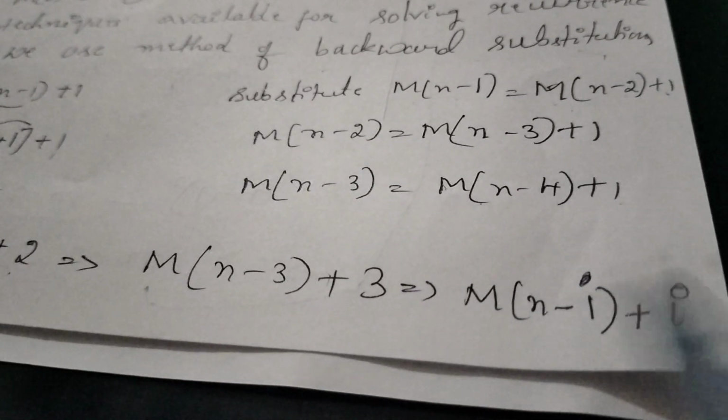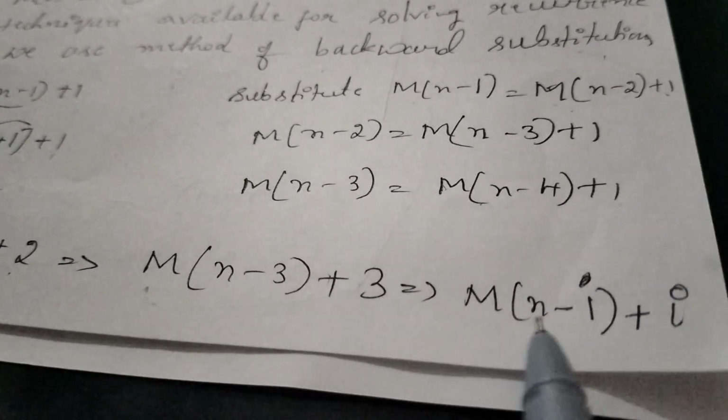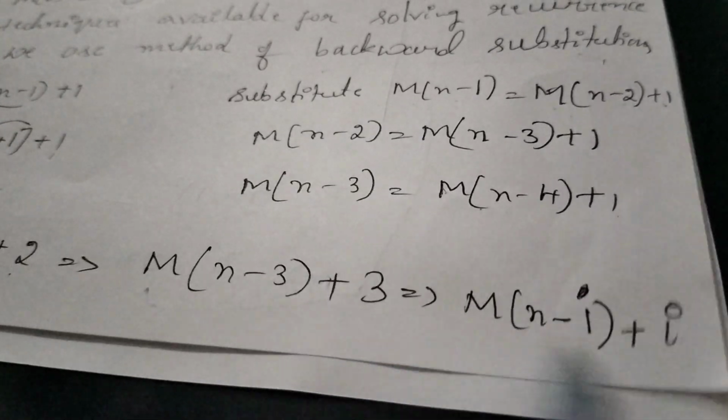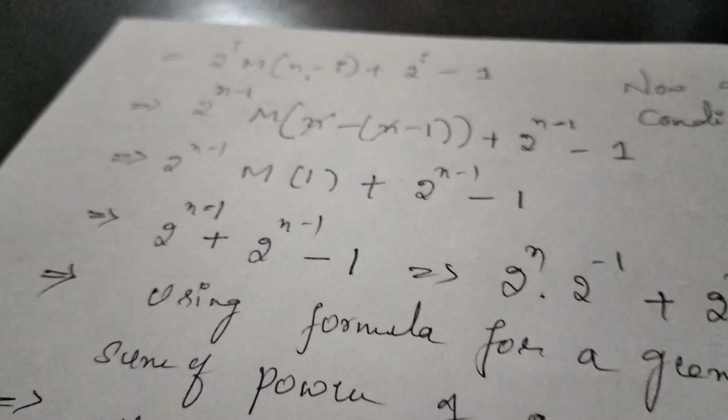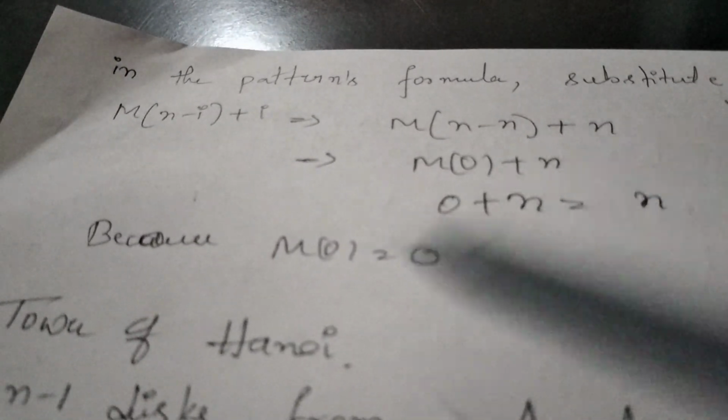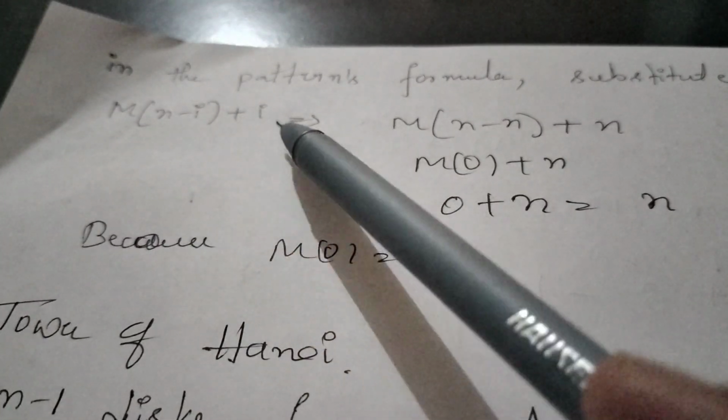It is not 1, it is i. Can I write in this format? M of n minus i plus i, because every time we are getting this pattern. So I made it a generalized version. See, look at this. We are getting that pattern, no? That is m of n minus i plus i.